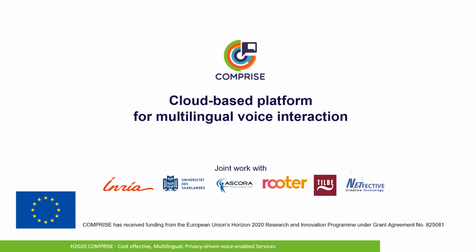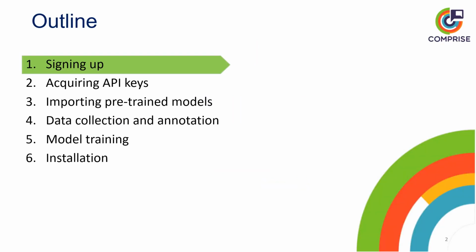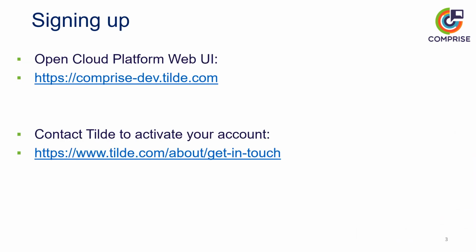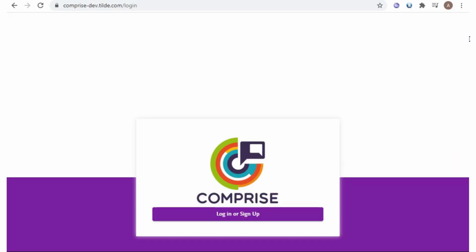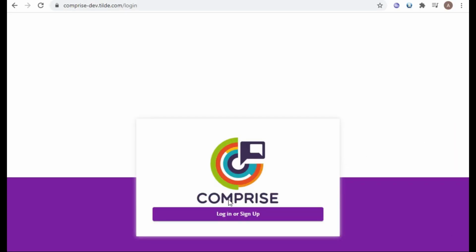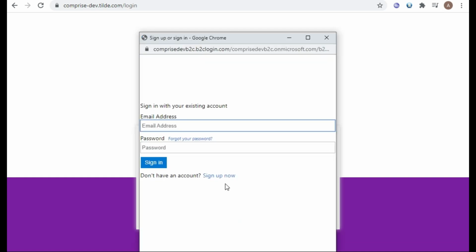The COMPRISE Cloud Platform is a platform for collection of privacy-transformed speech and text data and training speech-to-text and other models. Before starting to use Cloud Platform, you need to create an account. Go to Cloud Platform Web UI, click on Login or Sign Up. Then click on Sign Up Now and fill in the form.